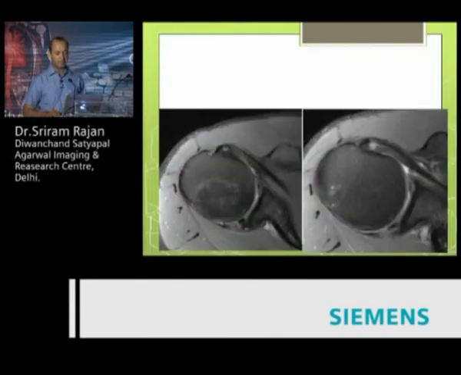Ending up with three interesting cases. These are actual FSPD images of a bowler who presented with pain in his shoulder. If you look very carefully, you can see that there is this hypointensity in the posterior aspect of the glenoid that corresponds to what is known as a Bennett lesion.